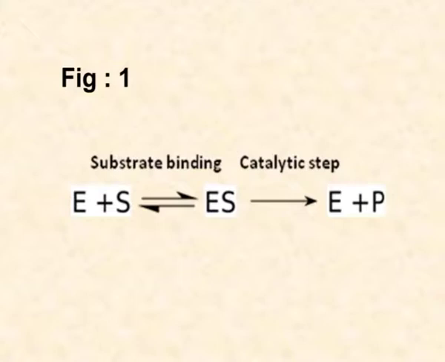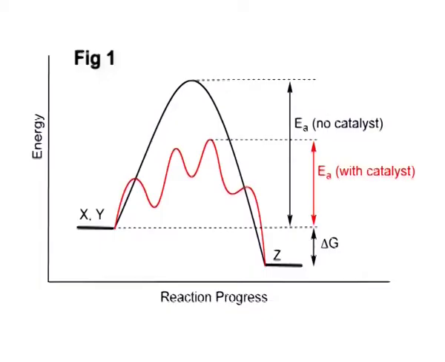The difference between the free energy of the substrate and the transition state is known as the activation energy or the Gibbs free energy of activation. The function of an enzyme in a chemical reaction is to lower the activation energy, or to facilitate the transition state formation, as depicted in figure 1.